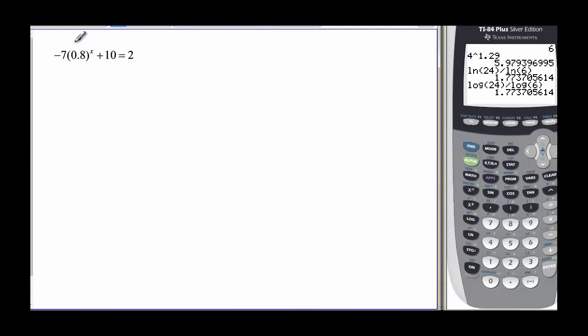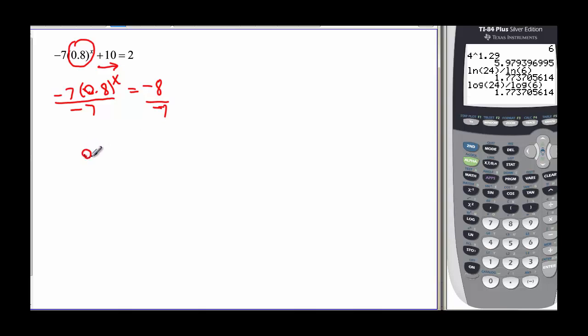Okay, what do we do here? Well, again, we're headed to get the base by itself. So this is the farthest thing away, because it's plus 10. This is right next to it because it's being multiplied. So we're going to take this first. So we still have negative 7 times 0.8 to the x is equal to, subtracting 10 will be minus 8. Then we're going to divide both sides by that negative 7. We're still trying to just get to the base by itself. That's all we're trying to do at this point.